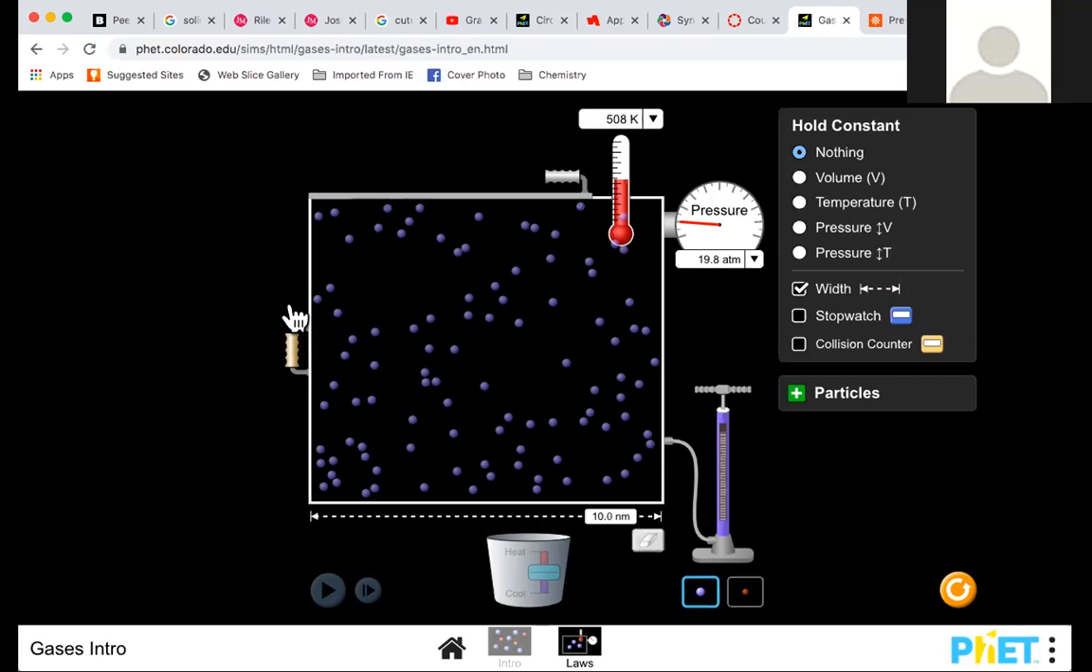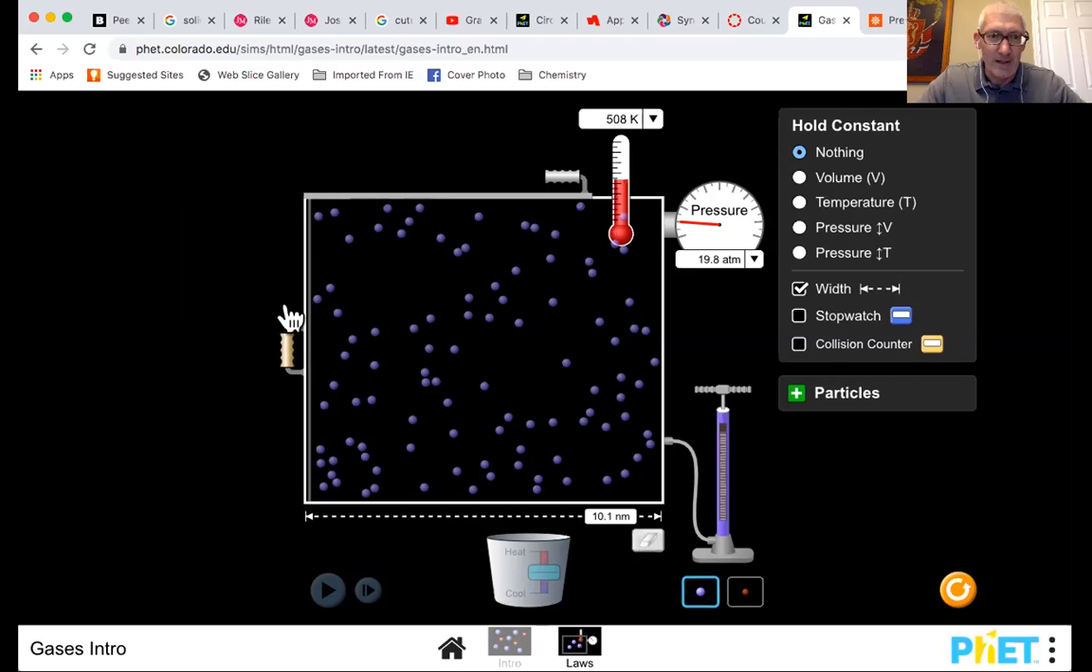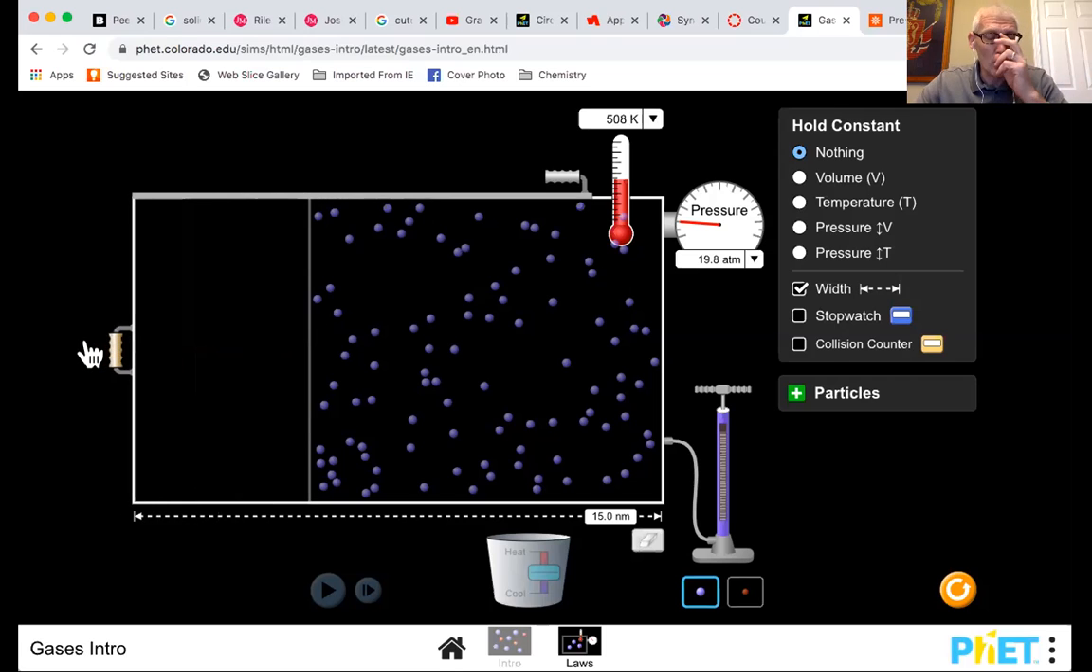So they were here, right? Oh, less crowded. They're going to be less crowded. So do you think that they're going to be colliding with the walls of the container more frequently or less frequently? Less. Yeah. So actually, what's going to happen to the pressure here, Jack? Oh, it'll go down. It will go down.